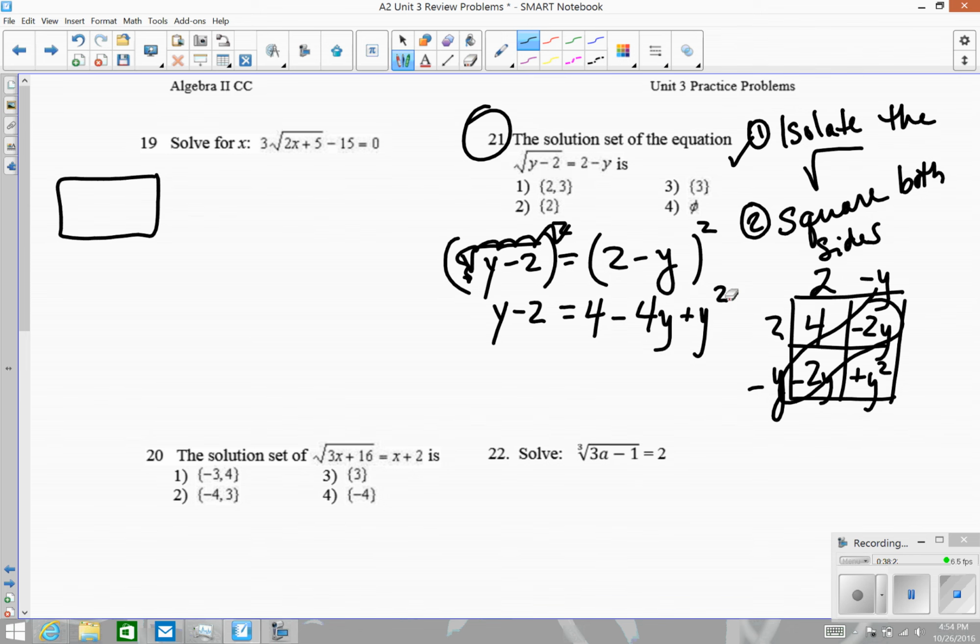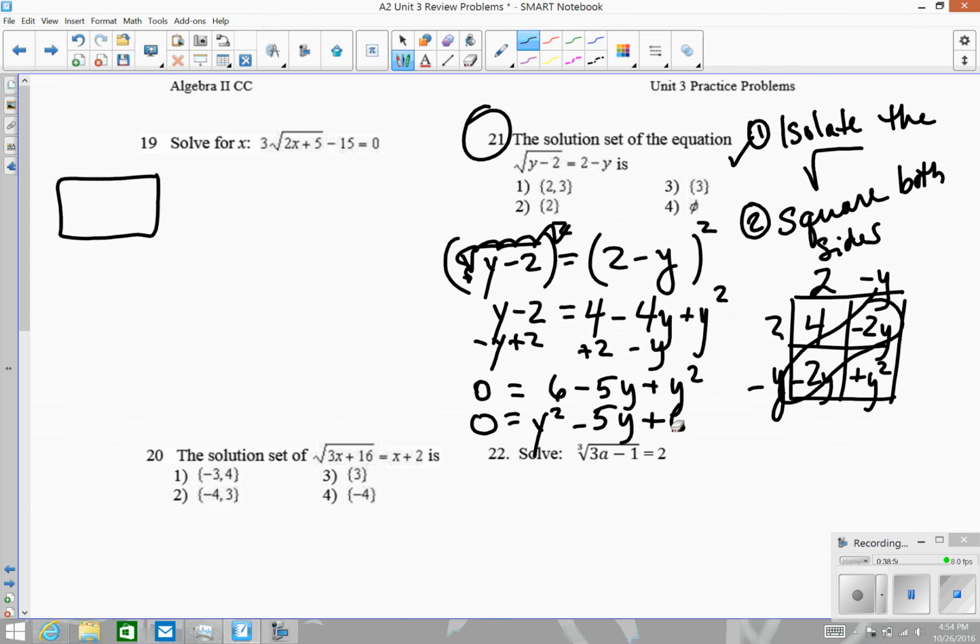Looks like I've got another quadratic, so I need to get everything on one side. I'm going to subtract y and add 2 to both sides. And I will get 0 equals 6 minus 5y plus y squared. I'm going to rearrange the order so that it's in standard form and put the y squared first. It's positive. Minus 5y, and I have a positive 6. And again, quadratics, you know the drill. Either factor or quadratic formula or complete the square. On this one, I'm going to see if I can factor this.